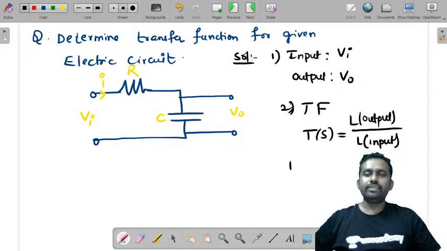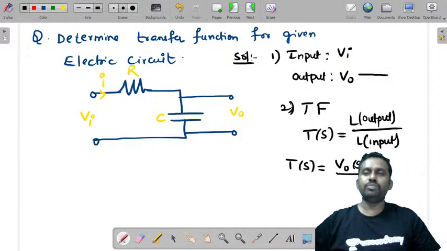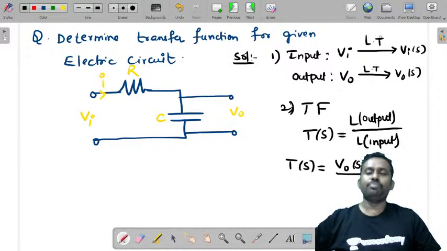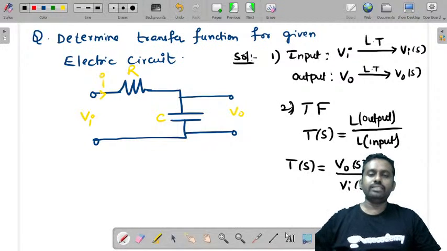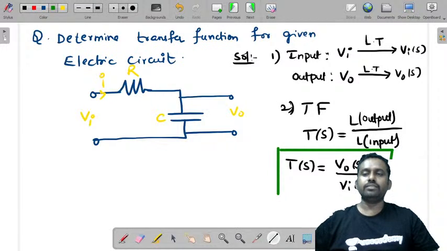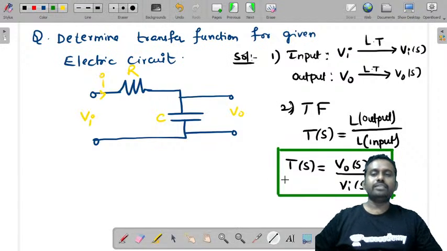So here you can write T of S is equal to Laplace transform of output, which is V output of S, because this is the output, its Laplace transform will be V output of S. The Laplace transform of V input is V input of S. So it is V output of S by V input of S. This is what is required. This is what you need to find. This is our task. So let us try to find this.